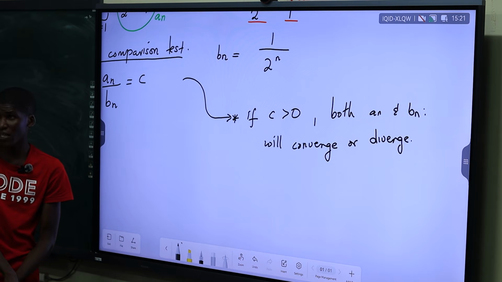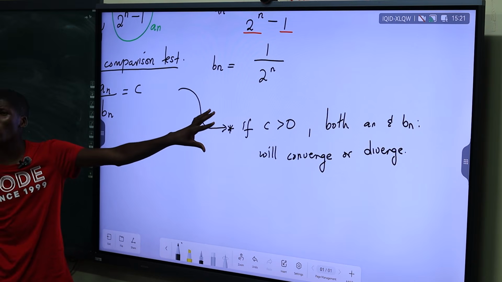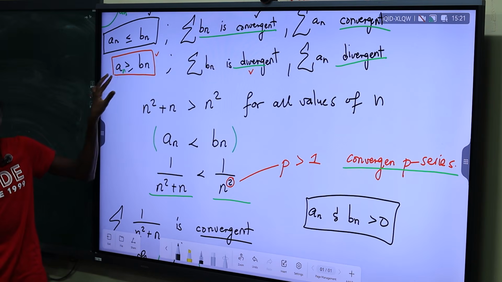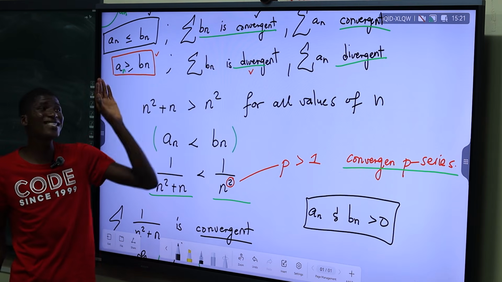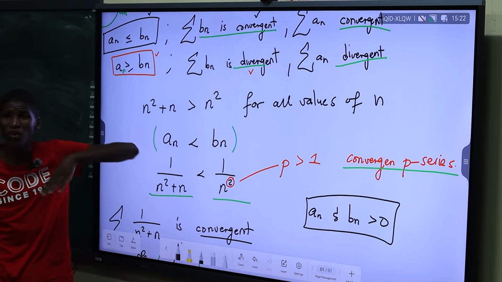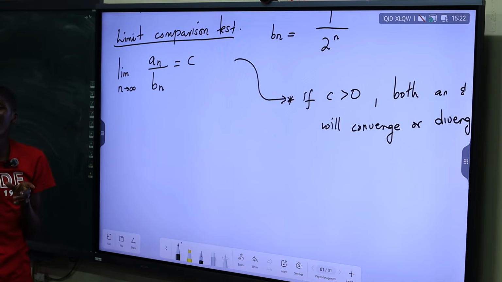Will converge as well. So in this limit comparison test, the condition is that an must be strictly greater than bn for this to be divergent. Because if it's limited and bn is convergent, we couldn't proceed again. So the limit comparison test doesn't limit us to an inequality to say an is bigger or smaller. That doesn't matter. What matters is the value of the limit.